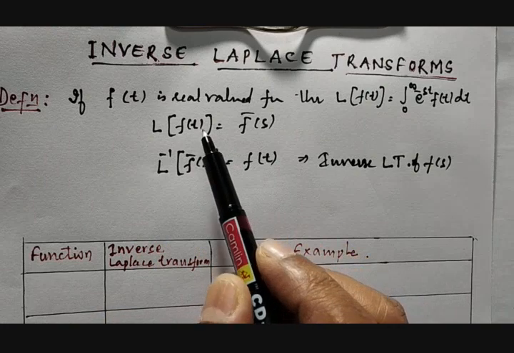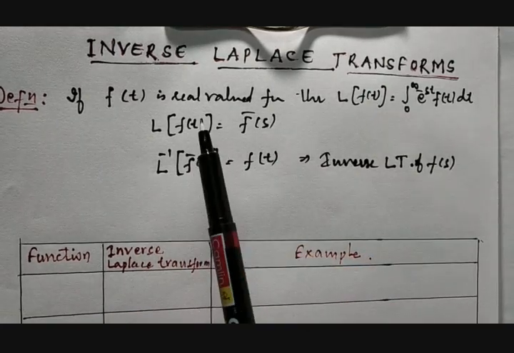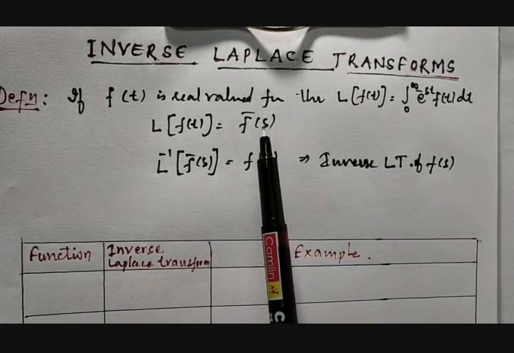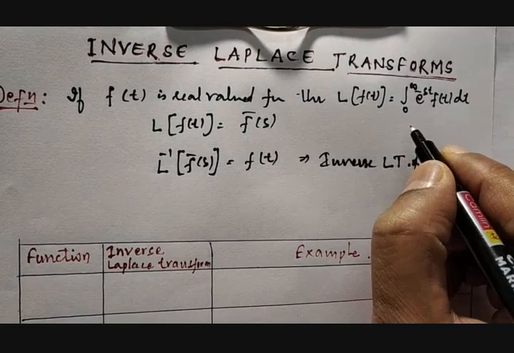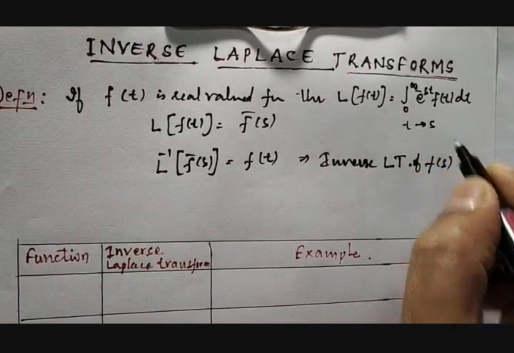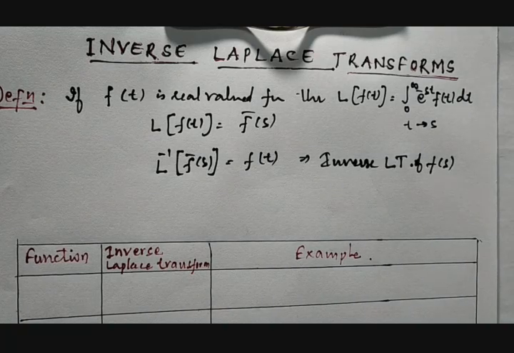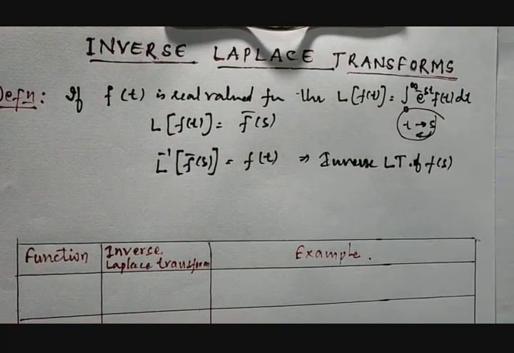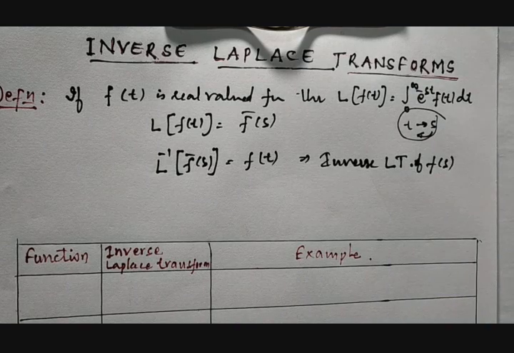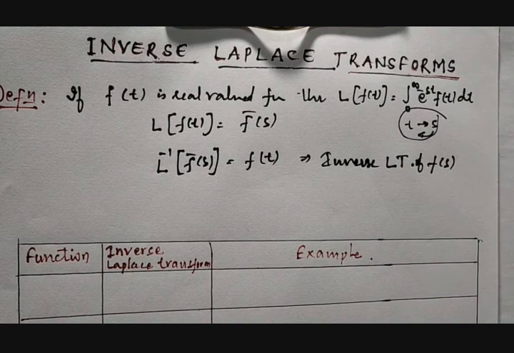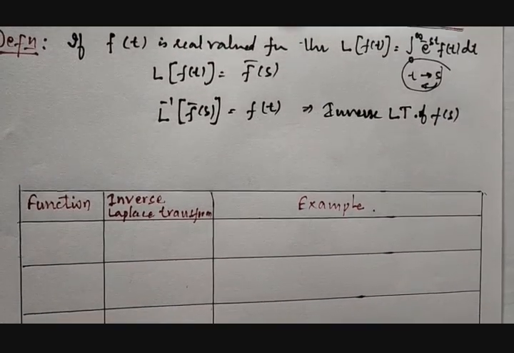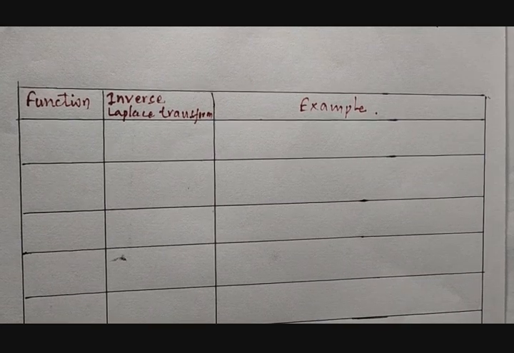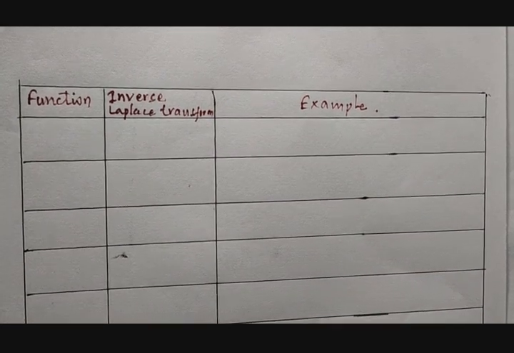So that is denoted by L inverse of f bar of s, and then we will be getting f of t. Suppose f of t is taken and we apply the Laplace transformation on it, then we will be getting f bar of s, meaning the variable parameter t will be changed to parameter s. In the inverse, the parameter s will convert into parameter t. So this is known as inverse Laplace transformation. So we'll go through a few examples and try to understand how this inverse Laplace transformation works.